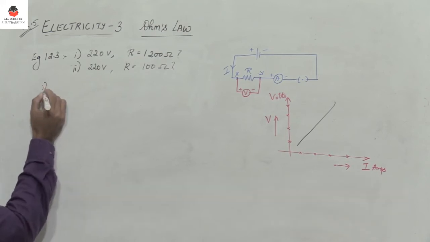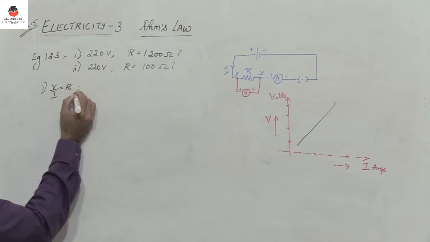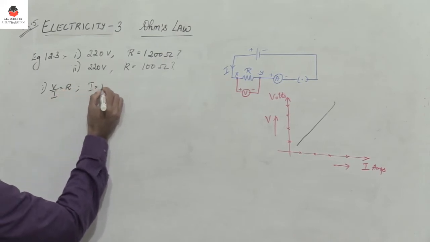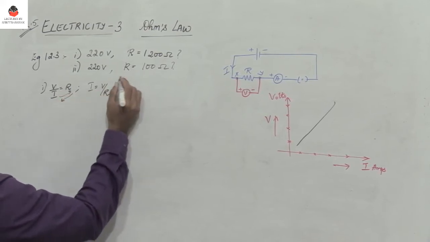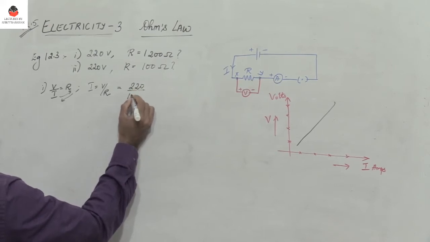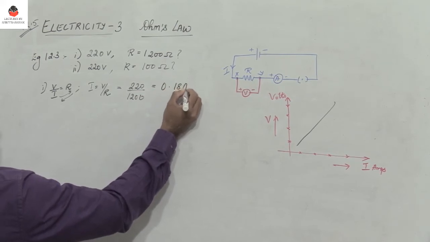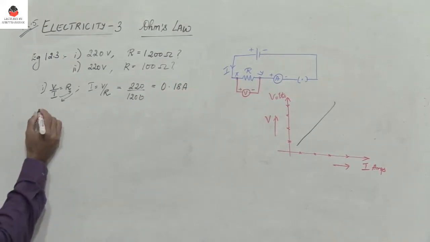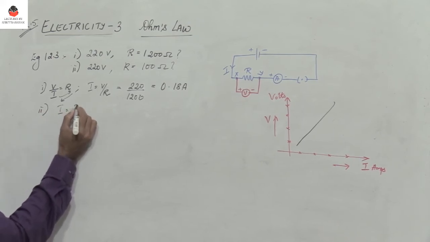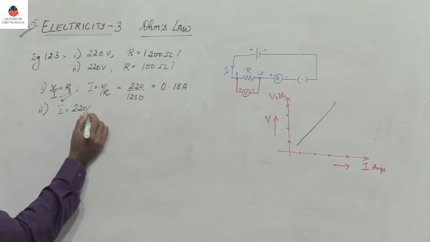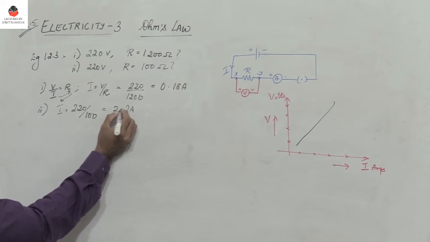So what about the current for the first one? We know that V by I equals R, or I equals V by R if I interchange these two. So for the first case V is 220 divided by resistance 1200. Therefore the current is 0.18 amperes. Whereas for the second one, V is 220, but what about the resistance? It has dropped down to 100. Therefore the current is 2.2 amperes.